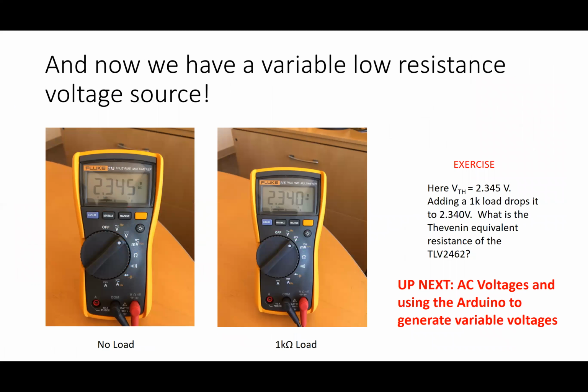Now, let's have a look at what that achieves for us. Here I show you what I'm reading as the output with the potentiometer wiper set about midway, and I'm reading about 2.345 volts with no load. Now I plug a 1 kilo ohm load into the position that I showed that 220 ohm resistor in the previous picture, and the output does drop. This is not a perfect voltage source, but it drops by only 5 millivolts.